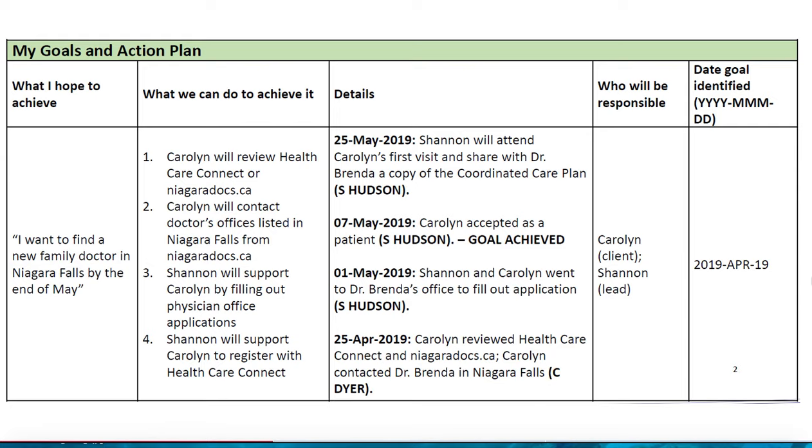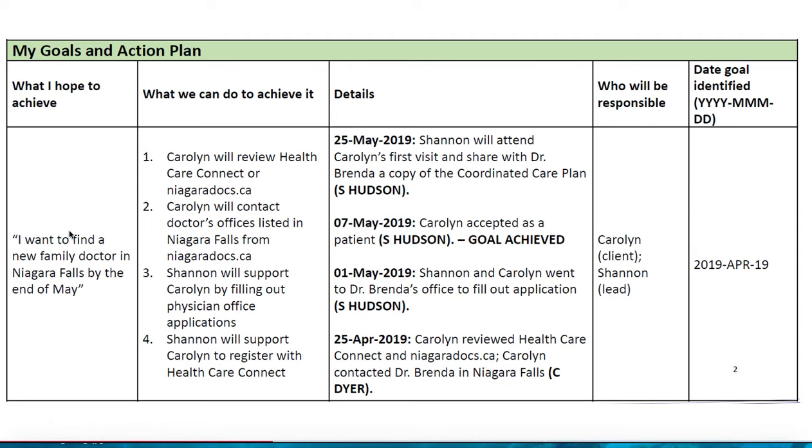To begin, you want to write a SMART goal under the far left column named What I Hope to Achieve. SMART is an acronym for specific, measurable, achievable, relevant, and time-bound. This example in the resource, I want to find a new family doctor in Niagara Falls by the end of May, demonstrates the SMART goal.